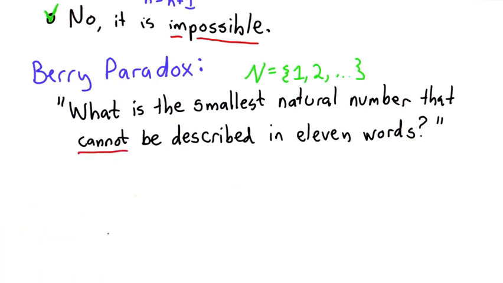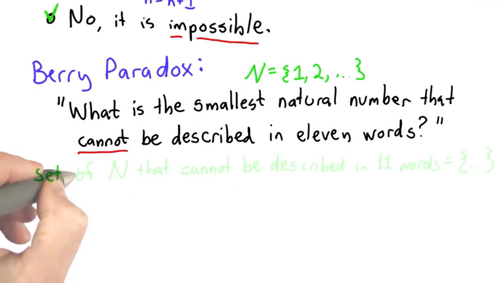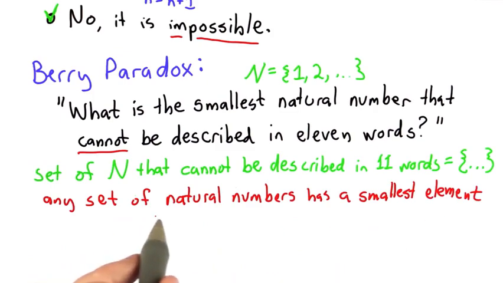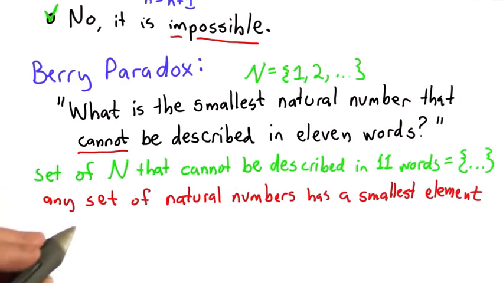So this seems like a reasonable question. We can define the set of numbers that cannot be described in 11 words. Seems like a perfectly reasonable description of a set. It's also the case that any set of natural numbers has a smallest element. The numbers are well ordered, so whatever that set is, there must be some smallest number. So that means there should be an answer to this question, that there is a smallest number that cannot be described in 11 words. And I'm going to describe it for you.